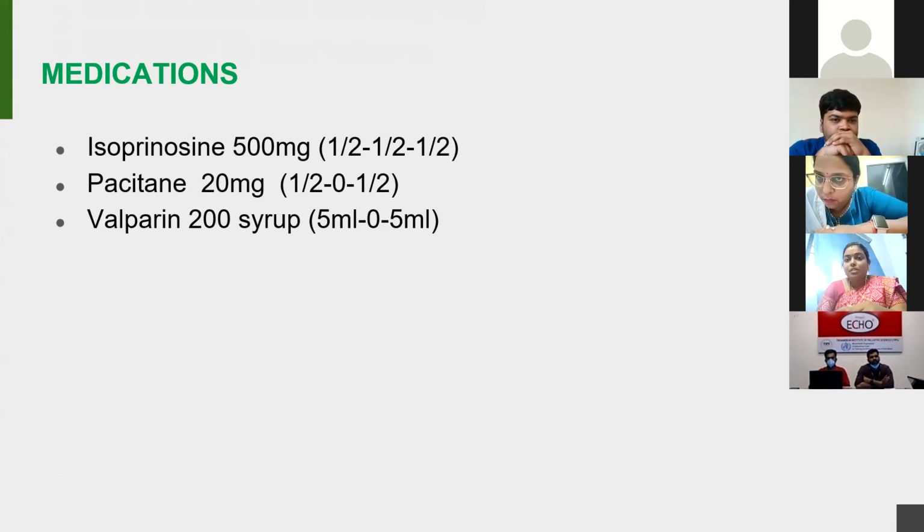Medications: Isopressinosone 500 mg, half tablet thrice a day, was given as an anticonvulsant drug. Pacitane was given as an inhibitor of the parasympathetic nervous system. Isopressinosone is an immunomodulator drug. Pacitane 20 mg, half tablet twice a day, was given as an inhibitor of the parasympathetic nervous system to relax the muscle. Valparin 200 syrup 5 ml twice a day was given as an anticonvulsant.